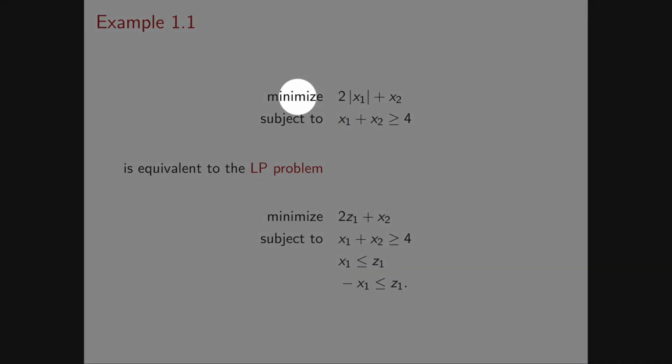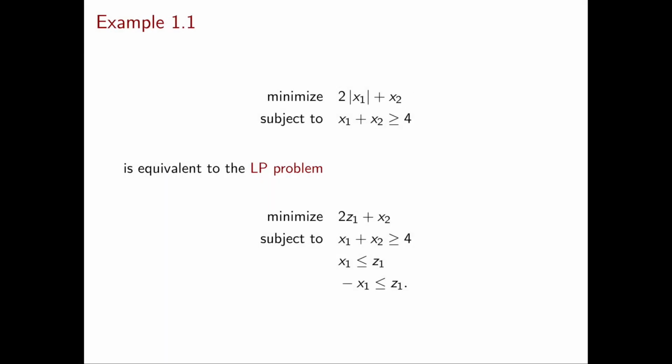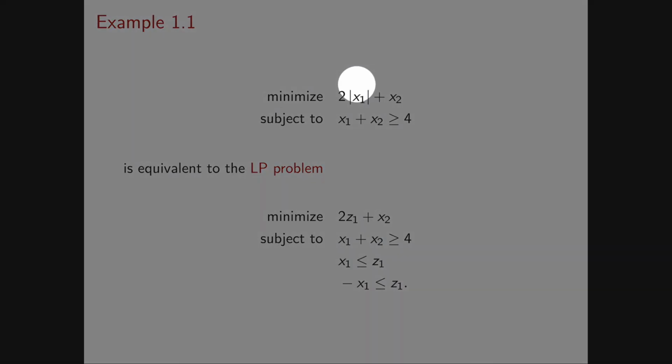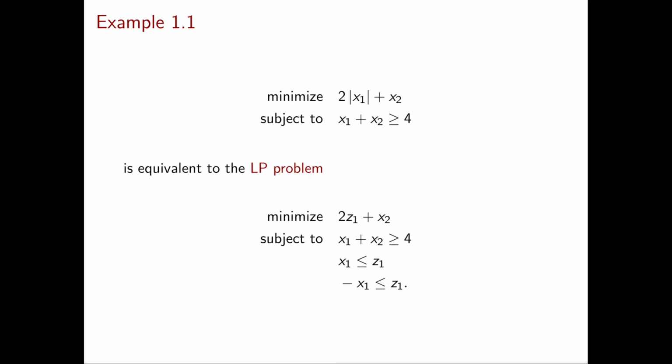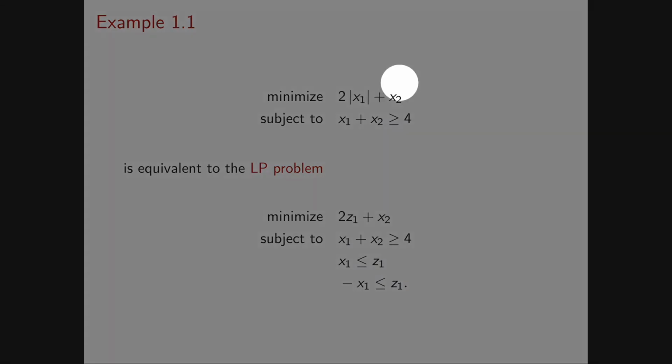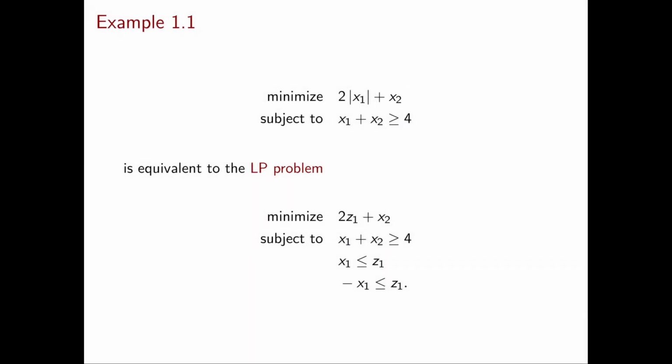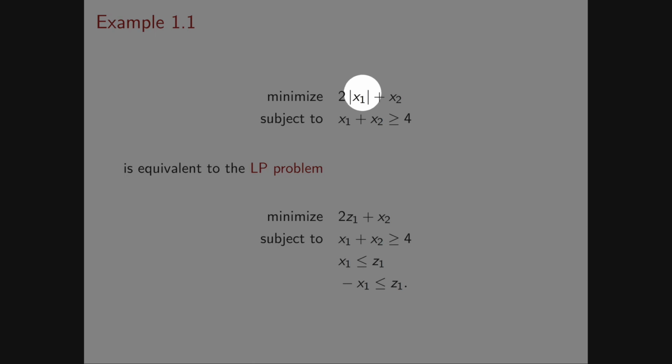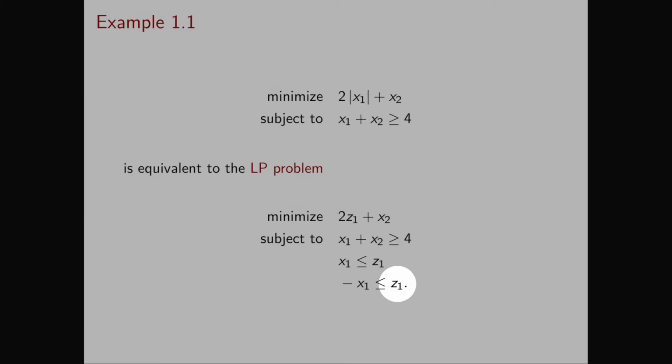Here we're minimizing the absolute value of x1 plus x2. In this problem, as you can see, there is the absolute value only on the variable x1, so we only need to introduce one additional variable z1, because for x2 there's no need to introduce any new variable. So we replace the absolute value of x1 with z1 and add among the constraints that x1 is less than or equal to z1 and minus x1 is less than or equal to z1.